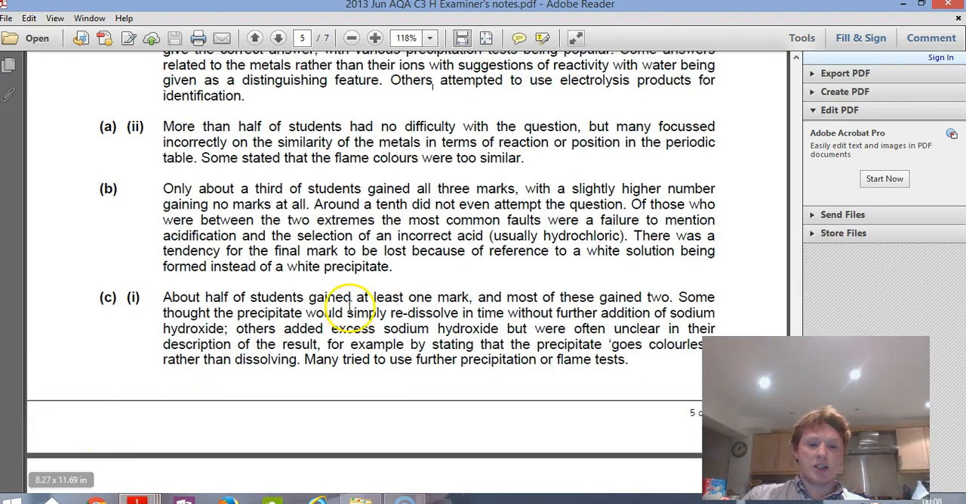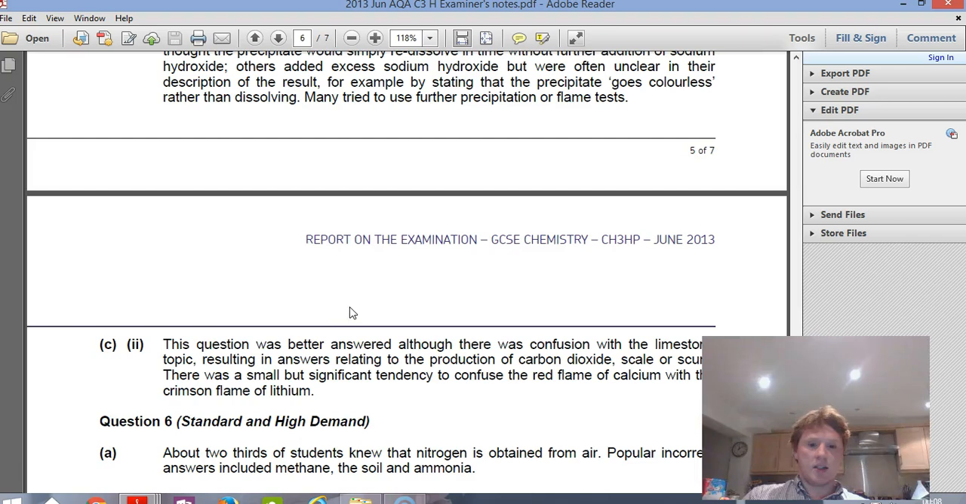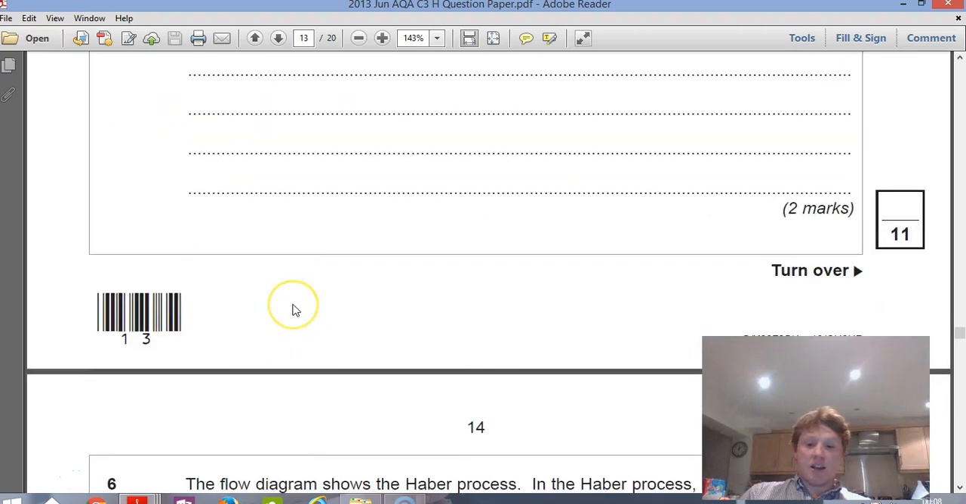Anything else you'd like to add? Better answered. Usually limestone. Well, there you go. Yes, there are calcium ions in the limestone thing.